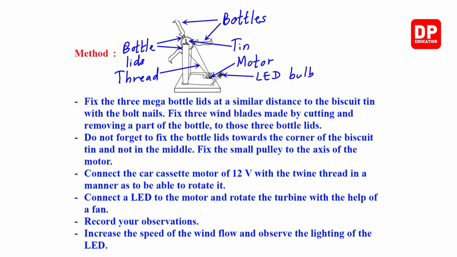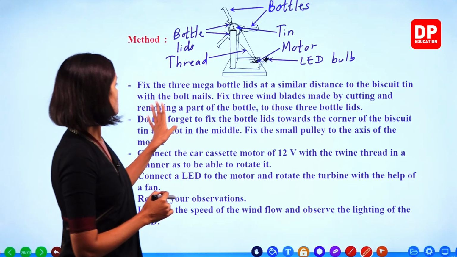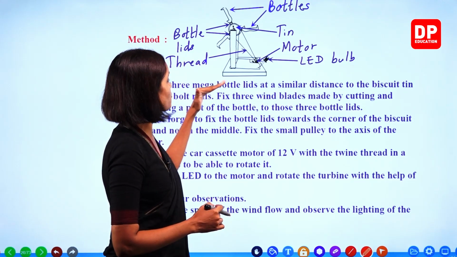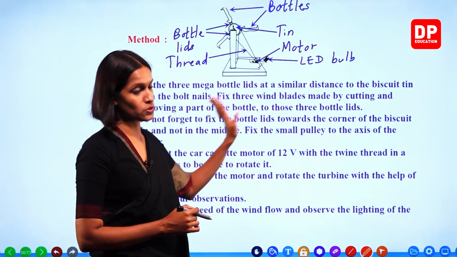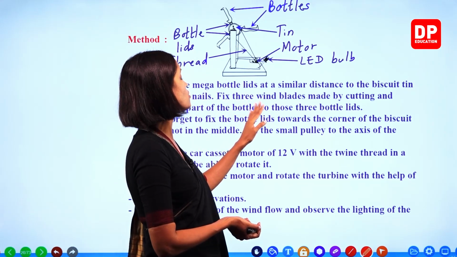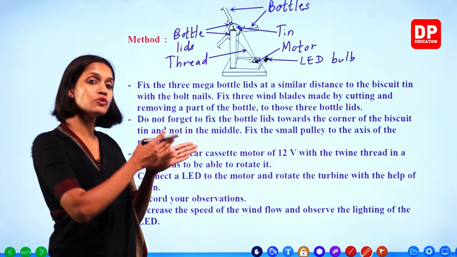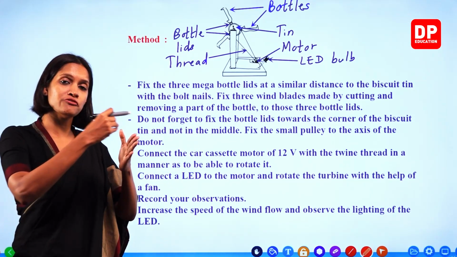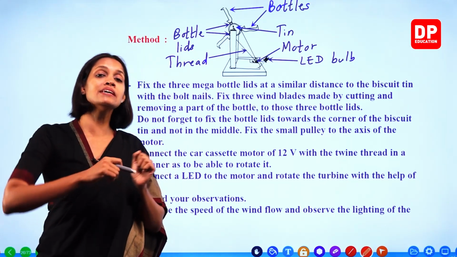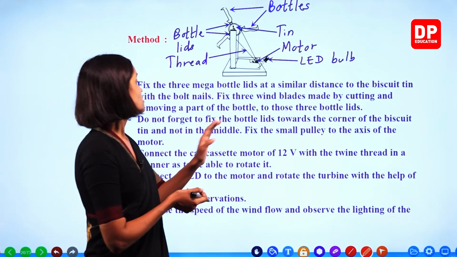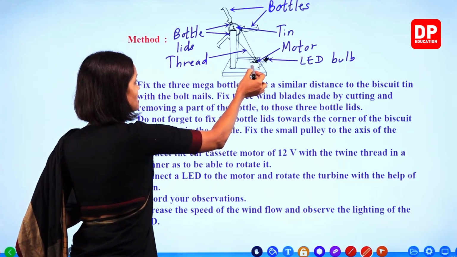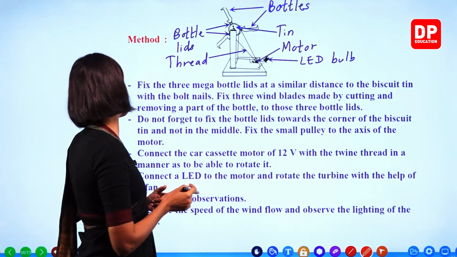Right, children? So here, fix 3 wind blades made by cutting and removing a part of the bottle to those 3 bottle lids, okay? And then, don't forget to fix the bottle lids towards the corner of the biscuit tin lid. Towards the side of the tin, you have to fix these 3 lids because to the other side, we have to fix the thread, okay? Right. Fix the small pulley to the axis of the motor, right? This is where the pulley is present.